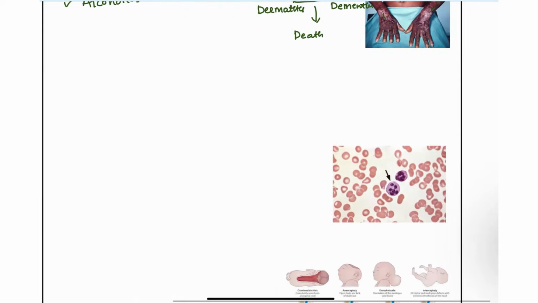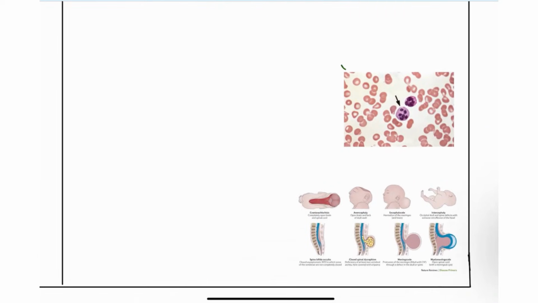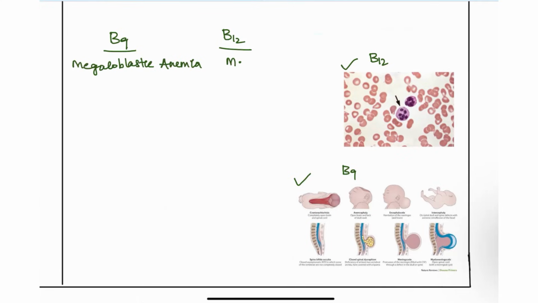Next, here are two pictures that you are going to see, one is a blood smear and the other is neural tube defects. By these conditions itself, you can understand this is B12 deficiency and this is B9 deficiency, folate and cobalamin. Both belong to what kind of anemia? Both belong to megaloblastic anemia, right? Same as B12, this is also megaloblastic anemia. Which is most common? B12 is the most common cause of this anemia.